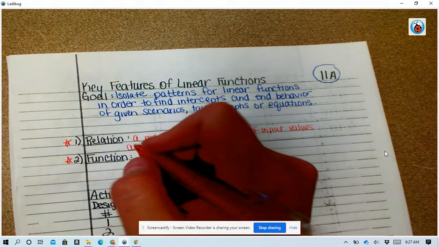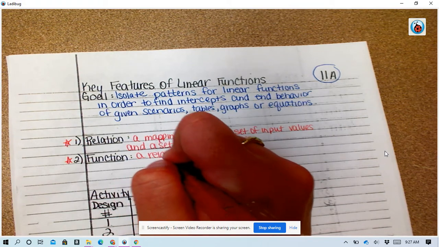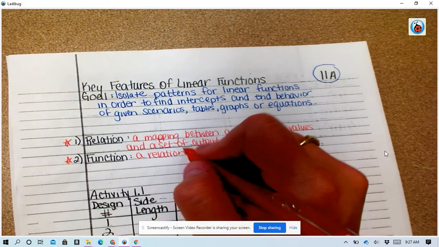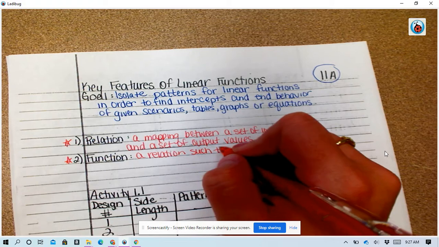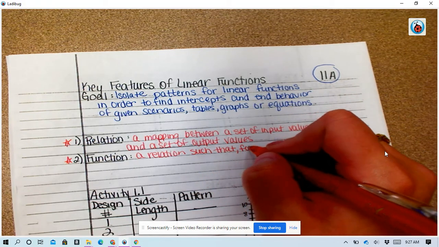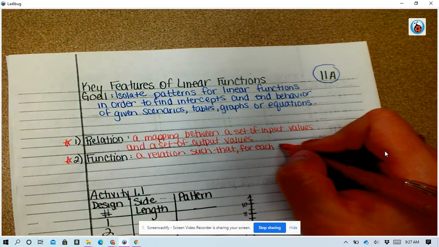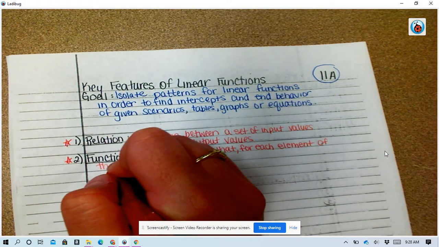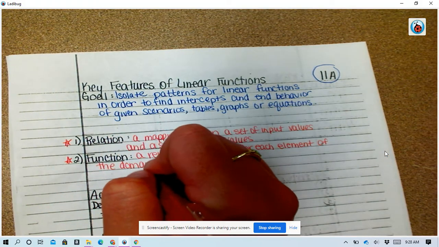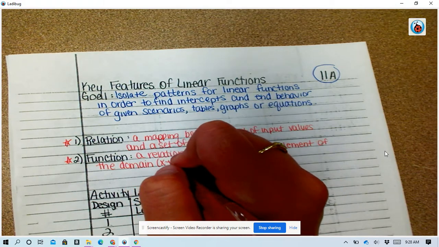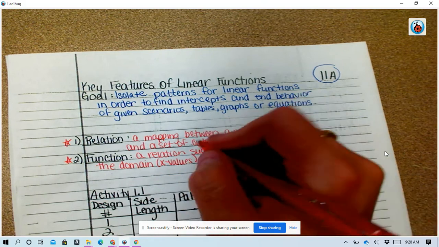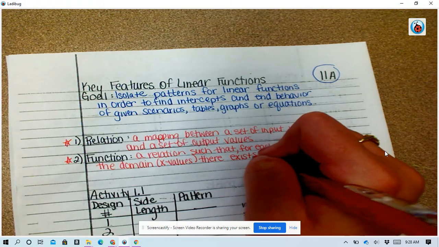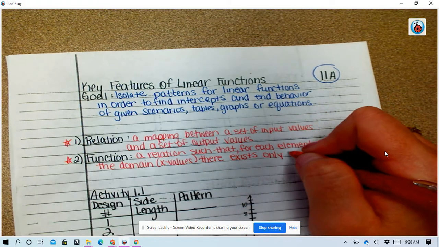A function is a relation, which means it's a mapping between a set of input and output values, such that for each element of the domain, and if you don't know what domain is, the x values, there exists only one element in the range.